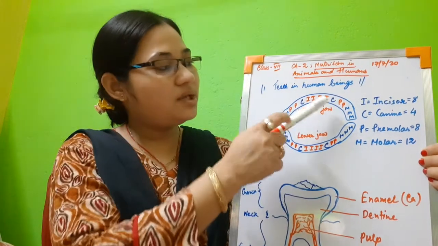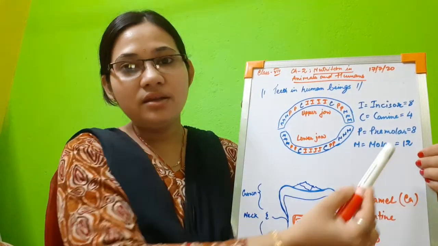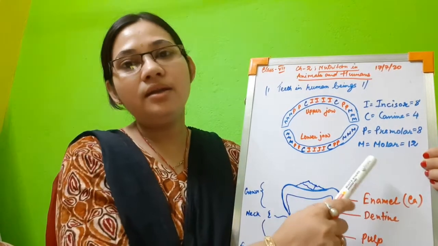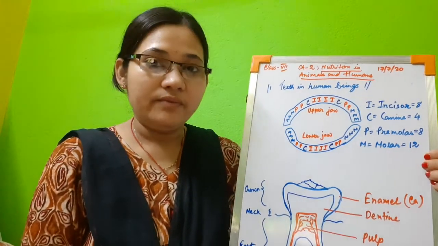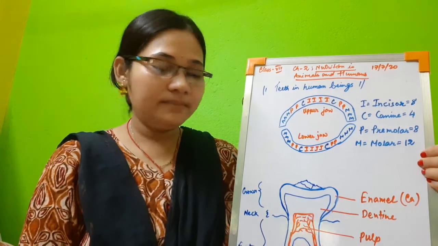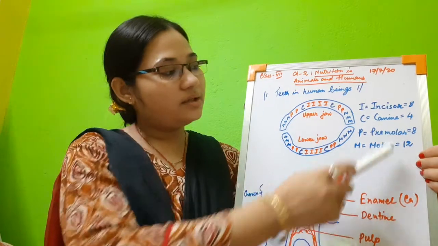So how many incisors? 8 incisors. Number of canine 4 are there. Number of premolars 8 and number of molars are 12. So together we have 32 permanent teeth. Now these are the different types of teeth.